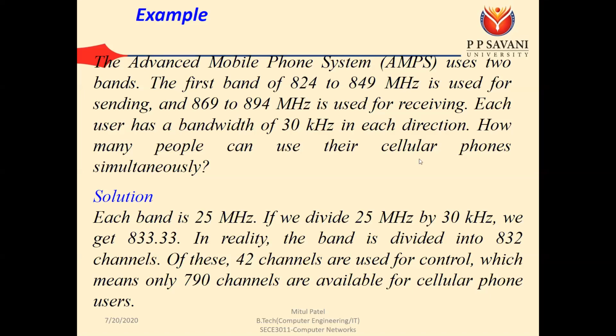So the question is, we have the AMPS, that is the cell phone, that is using the 2 bands. Okay. The first band is 824 to 849 megahertz.